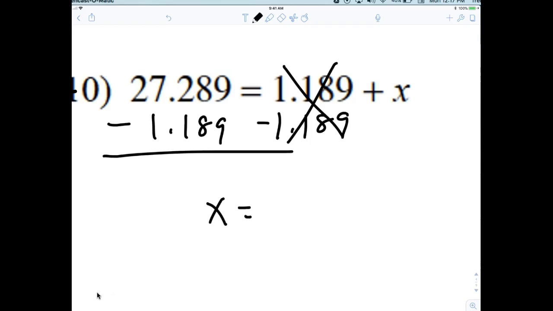But the places after the decimal, if they're 0, don't matter. So does everybody agree with me? 26.1. Yes. How did you know to move 1.189?